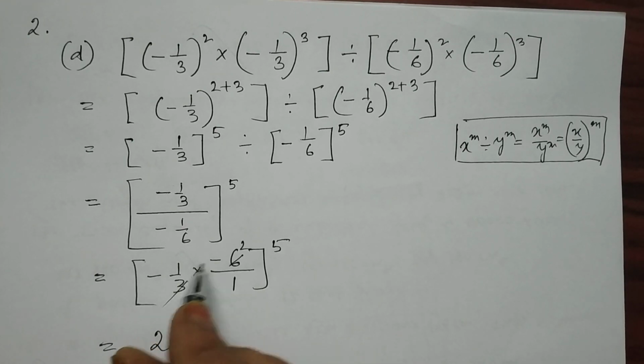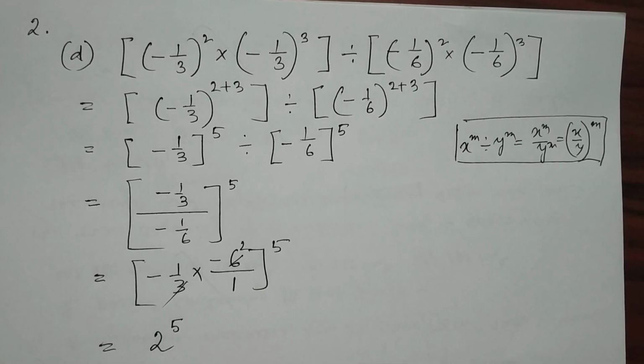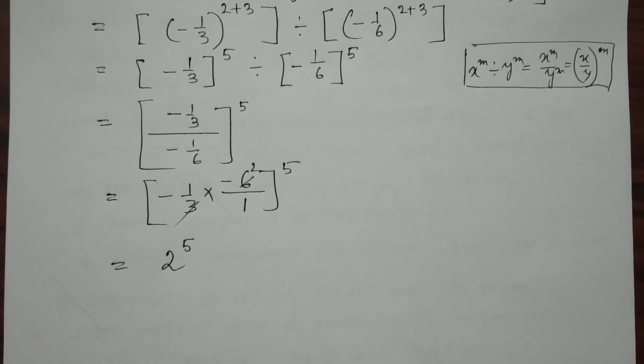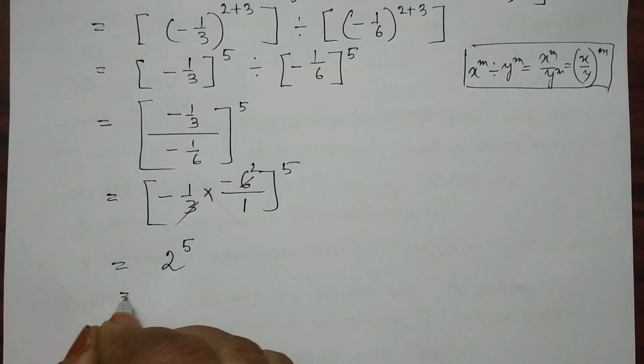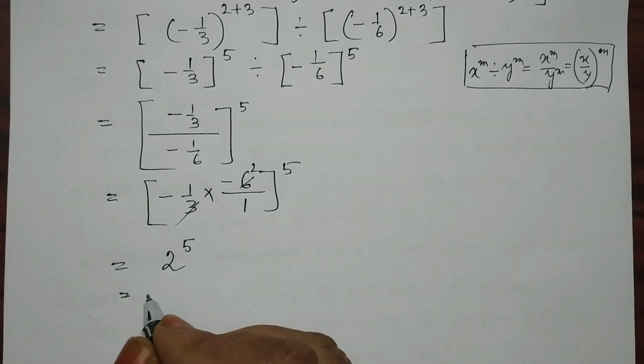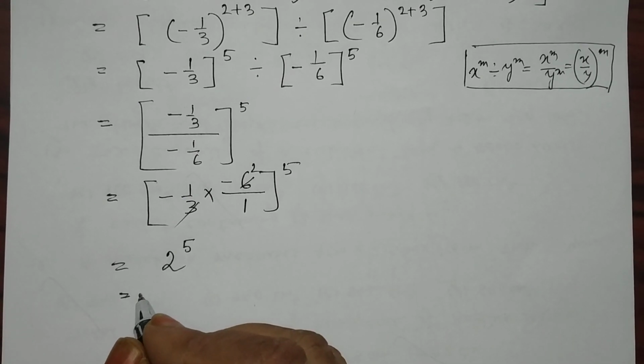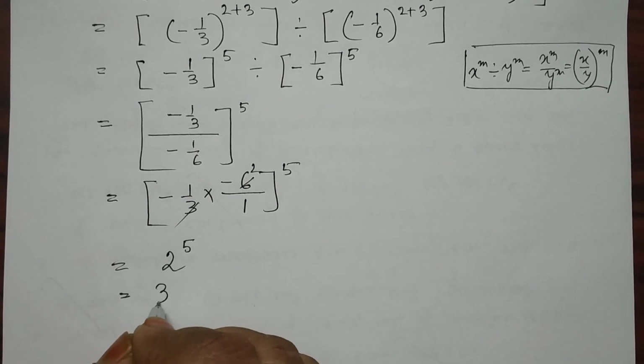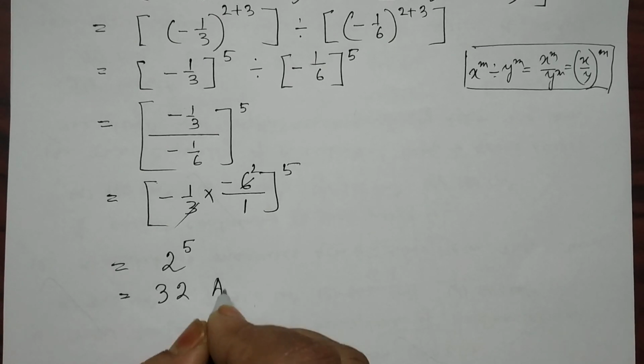Why positive? Because minus minus plus. 2^5, or we can write what? If we multiply 2 five times, then 2 times 2 is 4, 4 times 2 is 8, 8 times 2 is 16, 16 times 2 is 32. Therefore our answer is 32.